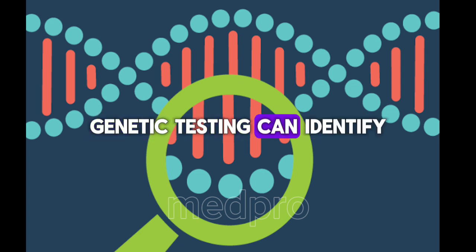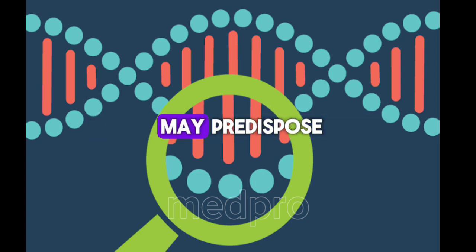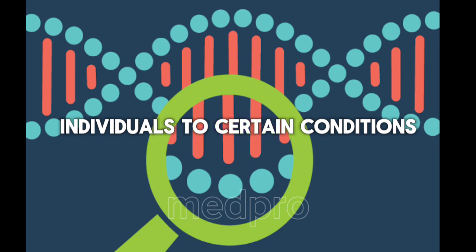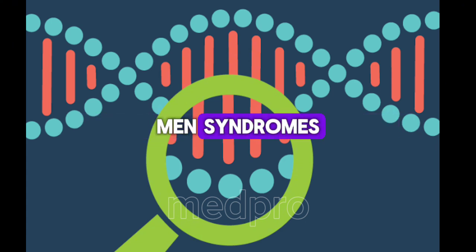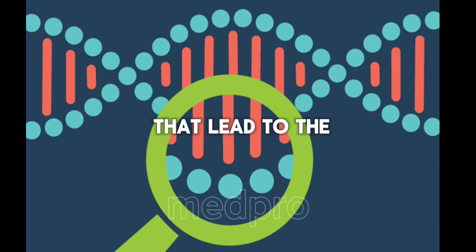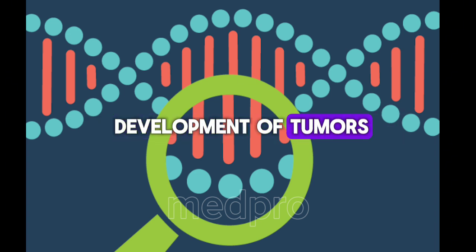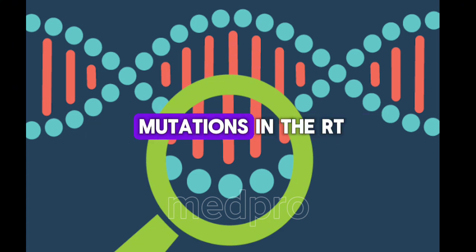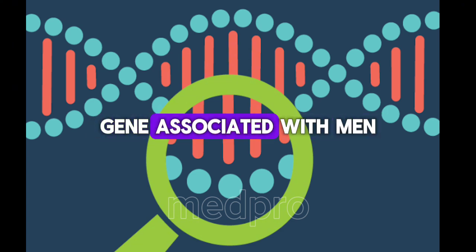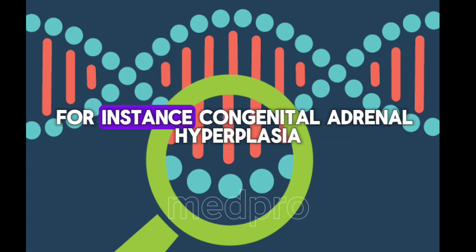Genetic testing can identify mutations in genes that may predispose individuals to certain conditions. Multiple endocrine neoplasia, MEN syndromes. These are hereditary conditions that lead to the development of tumors in multiple endocrine glands. Genetic testing can identify mutations in the RET gene associated with MEN type 2, for instance.